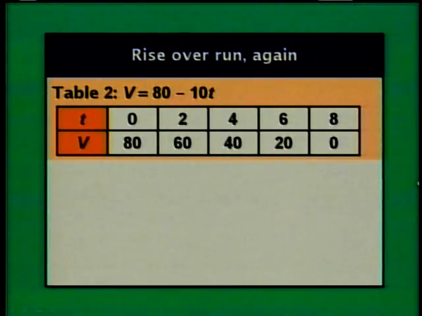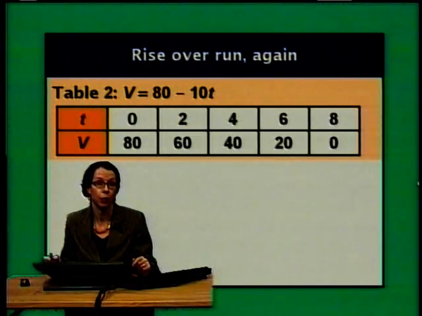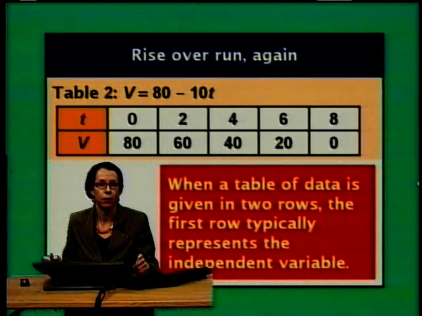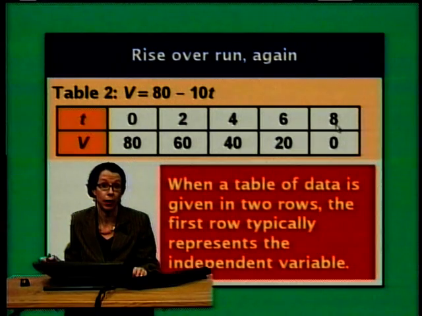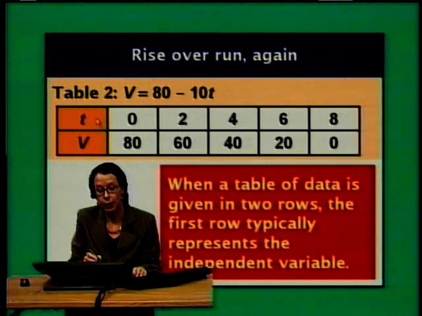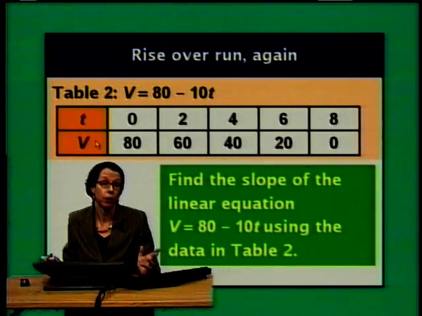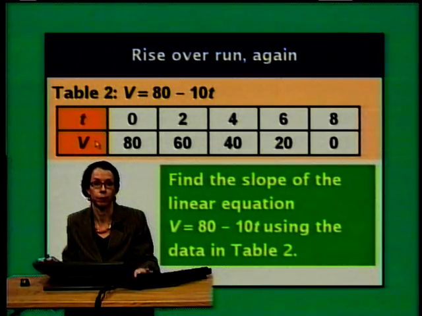So let's look at this whole thing of rise over run again with a table. I have a table of solutions to the equation v equals 80 minus 10t. So when a table of data is given in 2 rows, the first row typically represents the independent variable. So t will be my independent variable, v my dependent variable. So I want to find the slope of this equation using the data in my table.